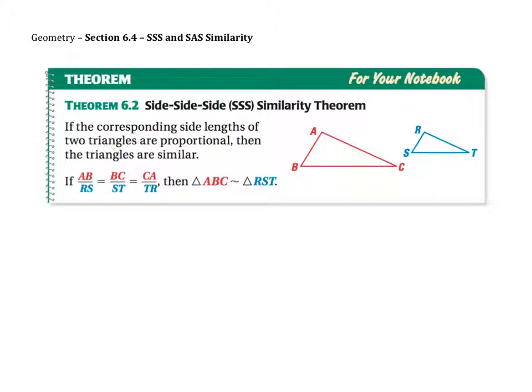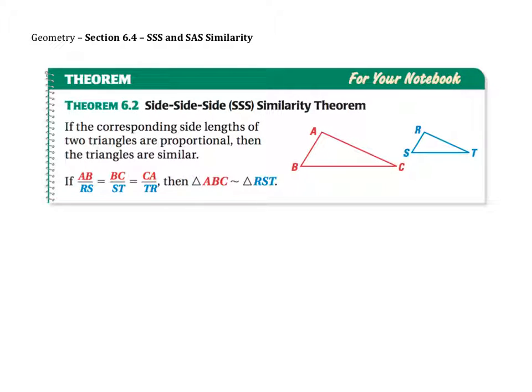In section 6.3, we learned that we can prove that triangles are similar by angle-angle similarity. In section 6.4, we're going to see two more ways you can prove that triangles are similar, and those are by side-side-side and side-angle-side similarity. So let's start with the first theorem, theorem 6.2.